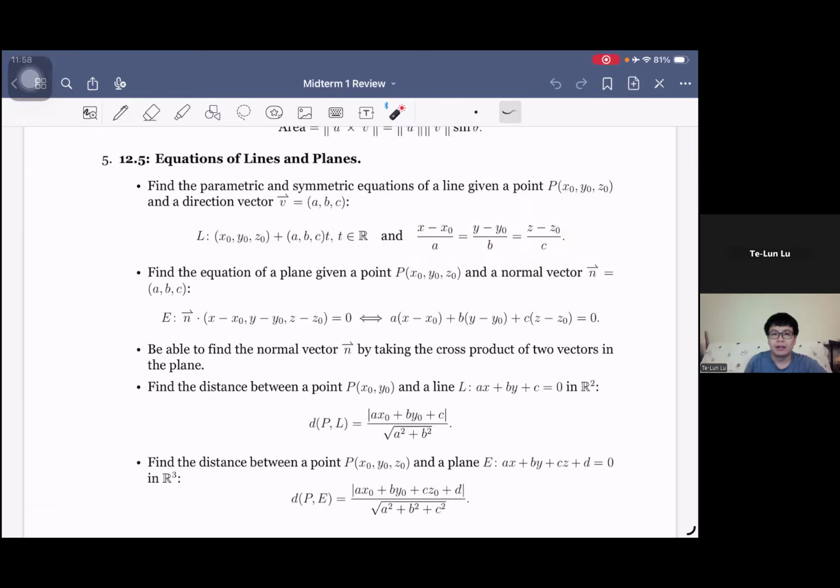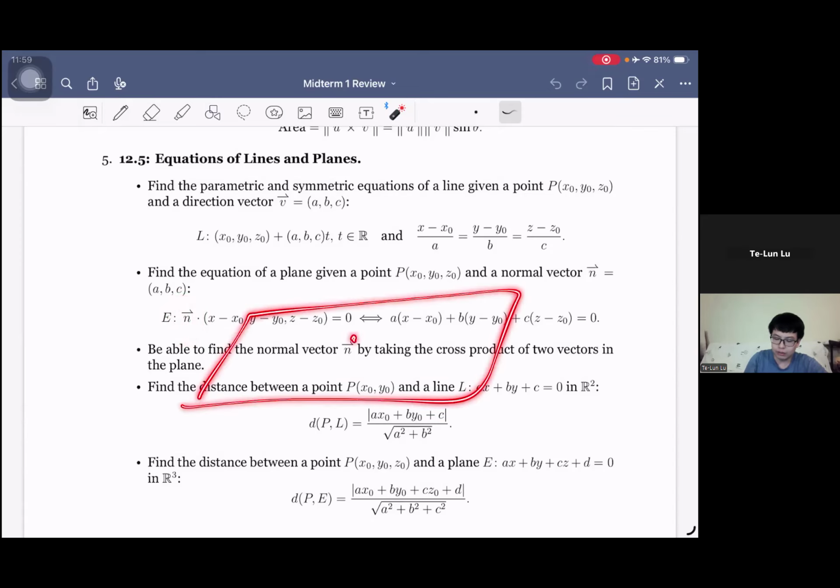Secondly, to find a plane, instead of a directional vector, we want to find a normal vector. So if you have a plane, then your normal vector looks like this. Given a point and a normal vector, the equation is quite simple. You basically want to collect all points x, y, z such that when you connect it with x naught, y naught, z naught, the corresponding vector will be orthogonal to the normal vector, which is kind of obvious, right?